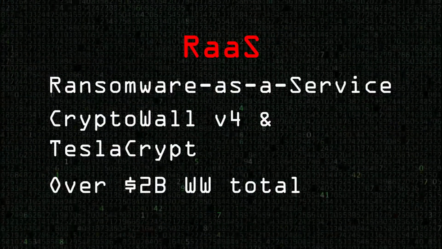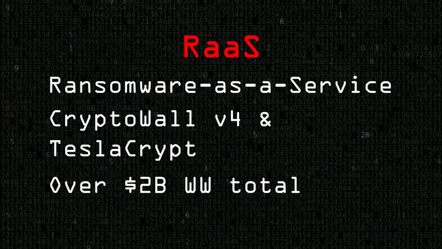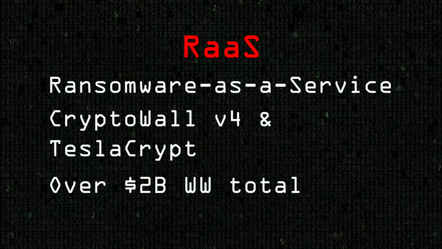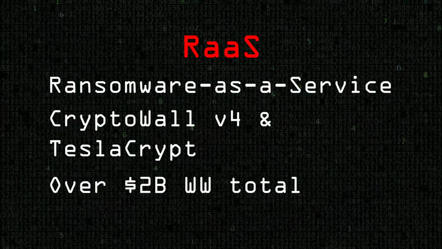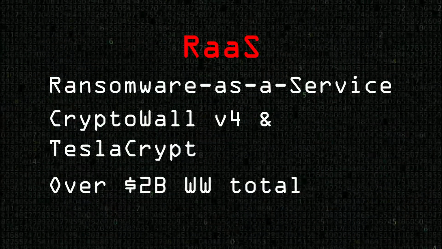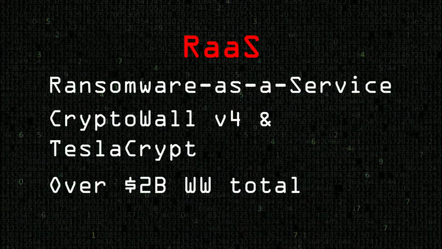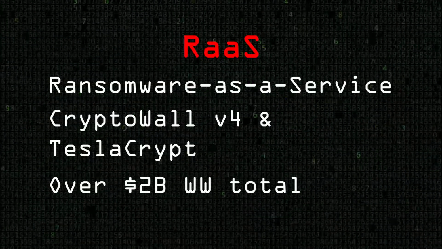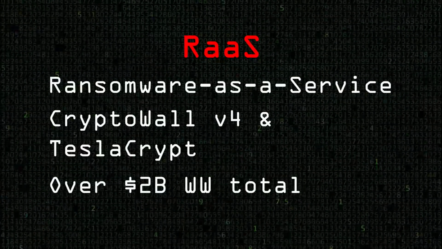And ransomware is so convenient that there are actually ransomware as a service sites and campaigns popping up on the internet. The most popular ones are known as CryptoWall v4 and TeslaCrypt. Customers simply have to provide some information about the target company's network, and these groups will perform the ransomware attack for a share of the profits. Ransomware's worldwide total was estimated at over $2 billion in 2016.